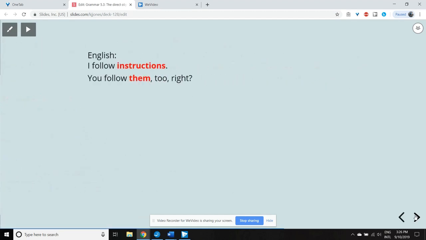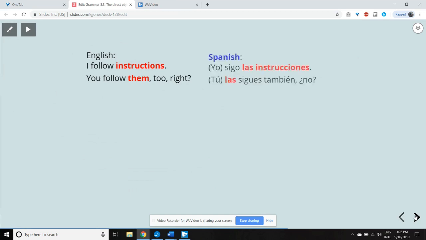All right. So continuing with our examples, right? Here we have the sentence with our direct object noun, I follow instructions, yo sigo las instrucciones, and then the sentence where the direct object pronoun replaces the direct object noun. You follow them too, right? And here, tú las sigues también, ¿no?